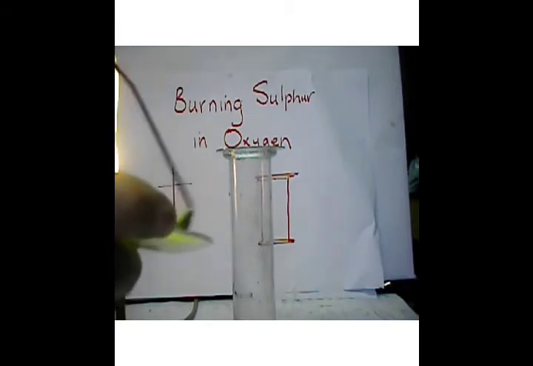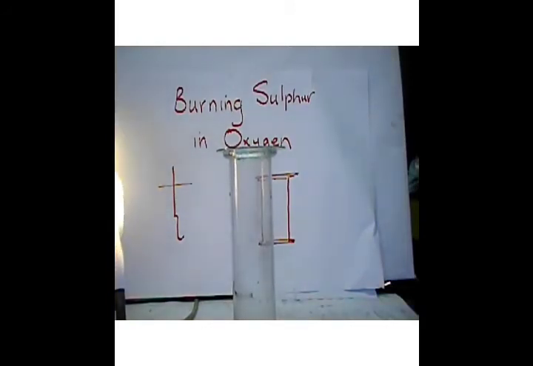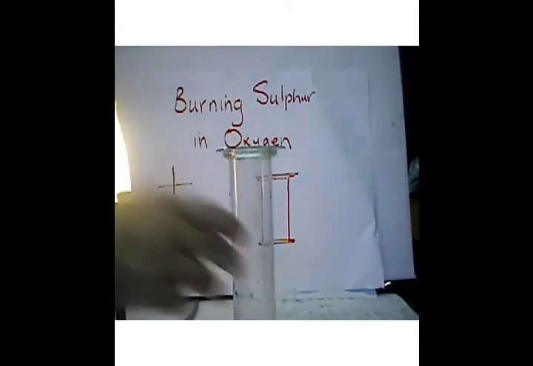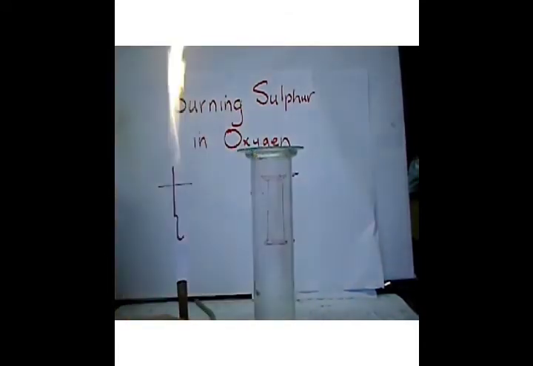Okay, this is a spatula. A spatula is used to collect sulfur or any chemicals. After that, what you have to do is make sulfur dioxide by burning. Burning sulfur in the presence of oxygen, you will get sulfur dioxide. Sulfur plus oxygen will give sulfur dioxide.